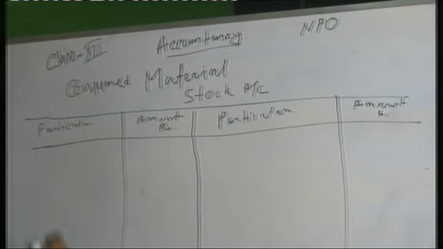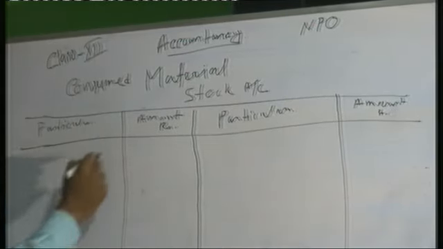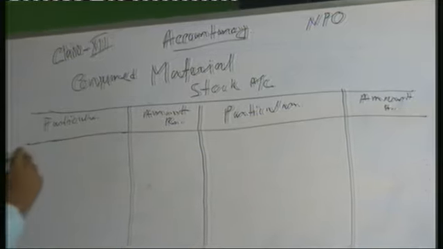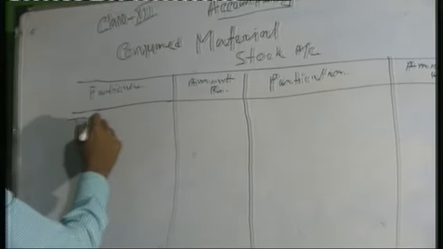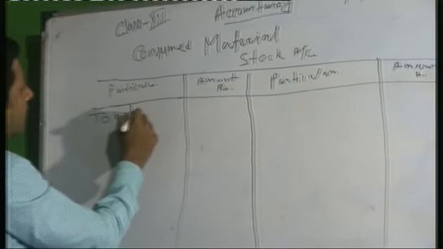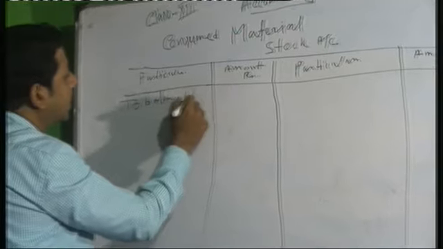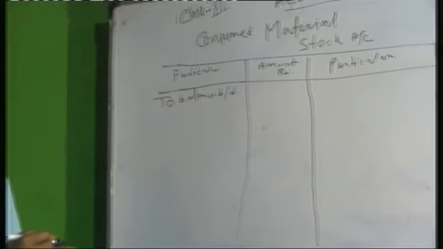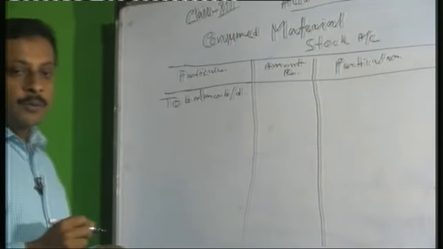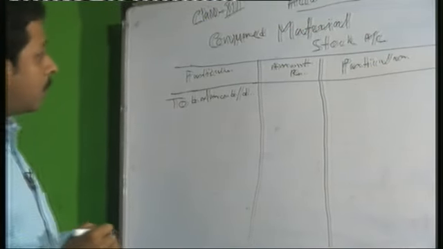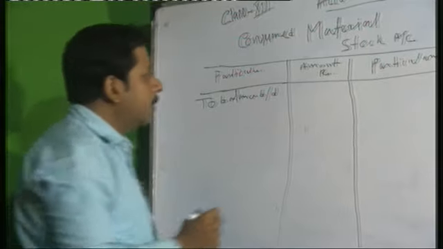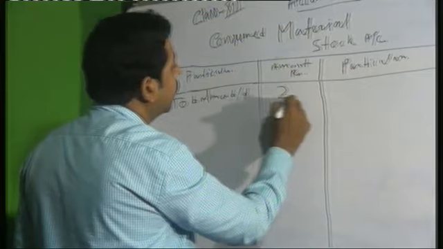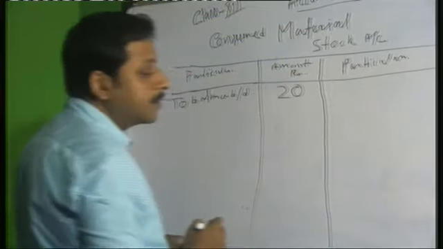Now I have told you in the beginning there are 2 chocolates. So opening balance, balance b/d. 2 chocolates means there is some value of the chocolates, and we are assuming the value of a chocolate is 10 rupees each. So 2 chocolates means 20 rupees. Your cost is 20.